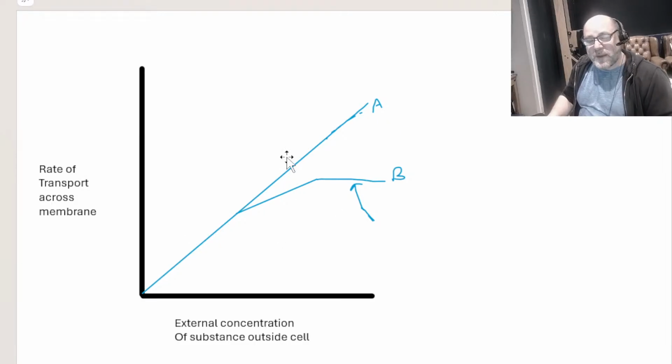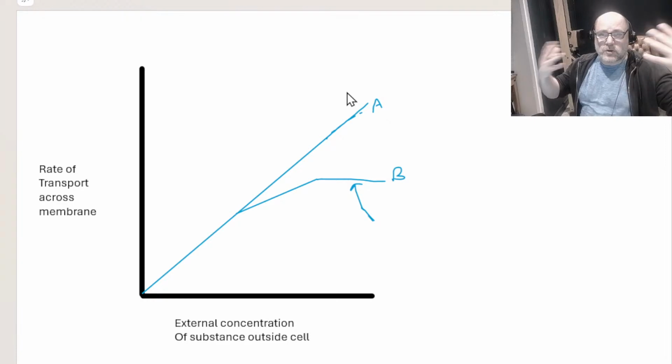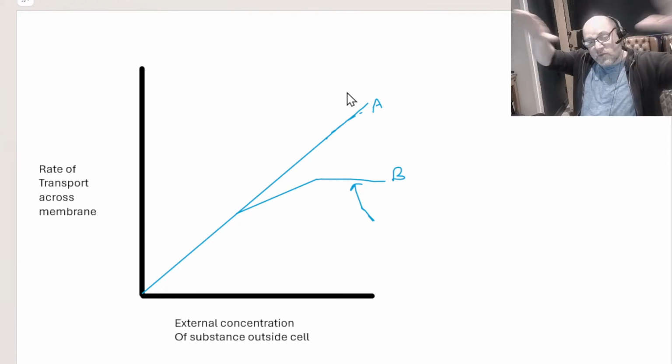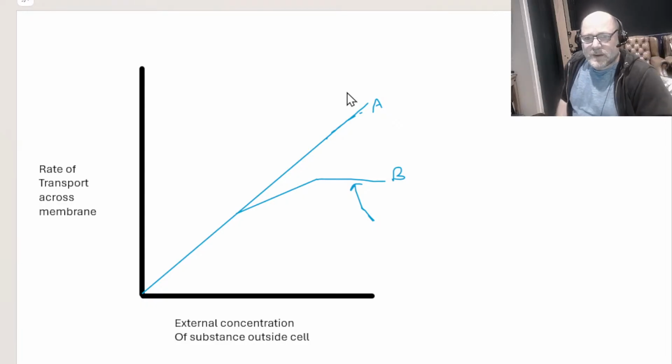Whereas with the lipid membrane, the lipid bit, so things like oxygen, if you keep increasing the concentration, the oxygen will just move across faster because you've got the entire membrane to get across.